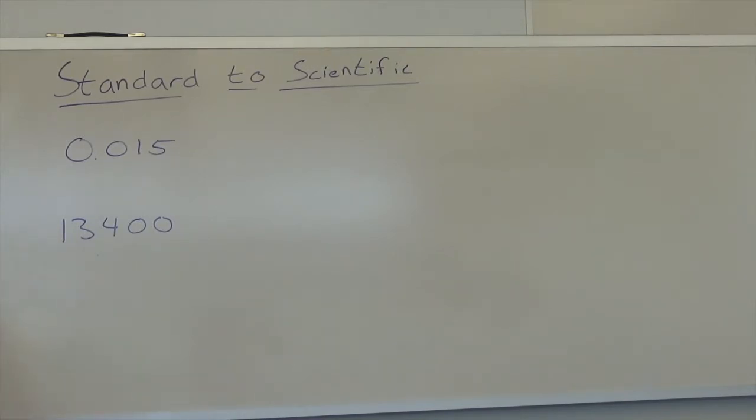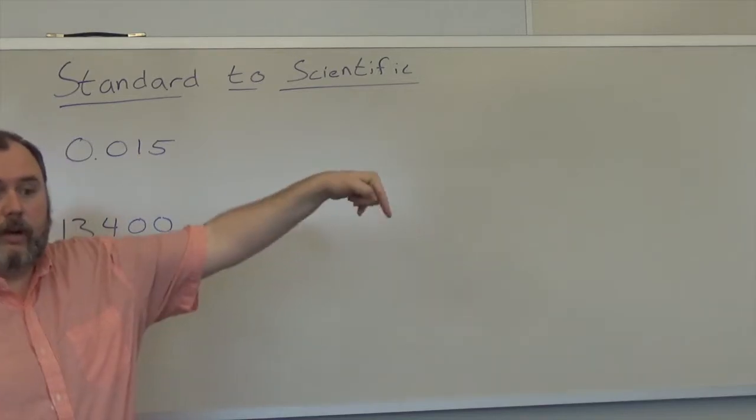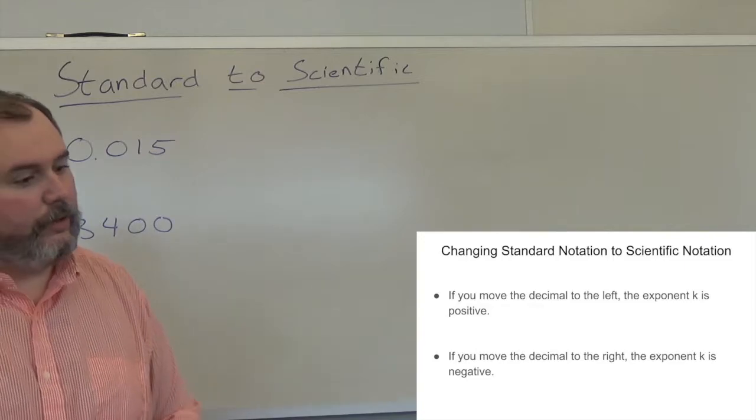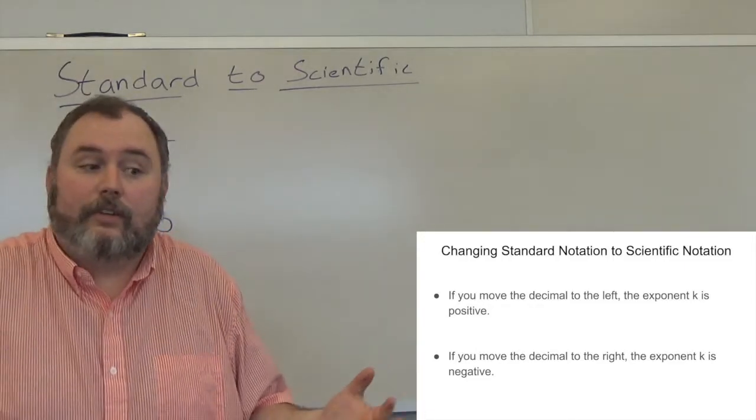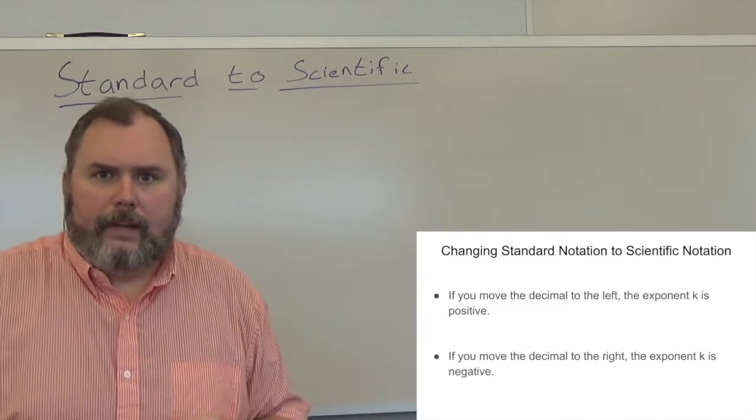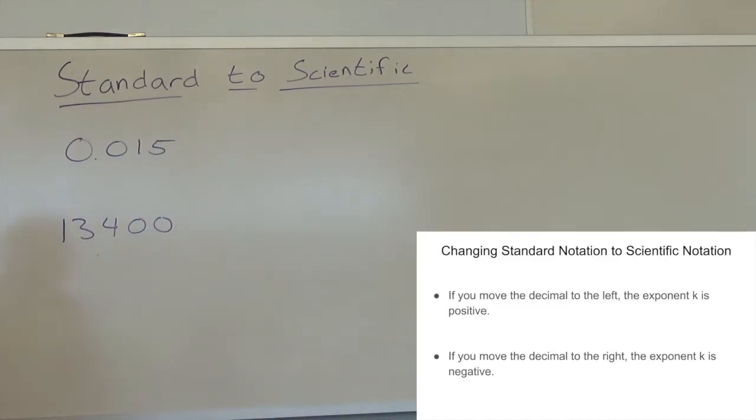So in order to go from standard to scientific, there are some rules that we need to follow. It should be right here. And basically it states this, that if you move a decimal to the left, your exponent will be positive, and if you move it to the right, your exponent will be negative. What do I mean? Well, let's look at this.